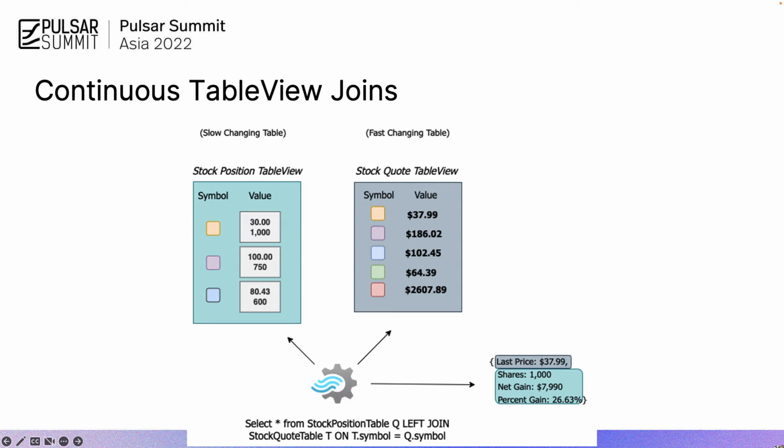Joining a slowly changing table with a fast changing data table, here the stock positions versus the stock quotes, will achieve just that. As we can see here, we're joining again on the same key, and we're able to grab the quote from the quote table and join it with the user's current position table and calculate a percentage gain as shown here. This is the logical equivalent of doing a left join from one table to another and joining on the same symbols.